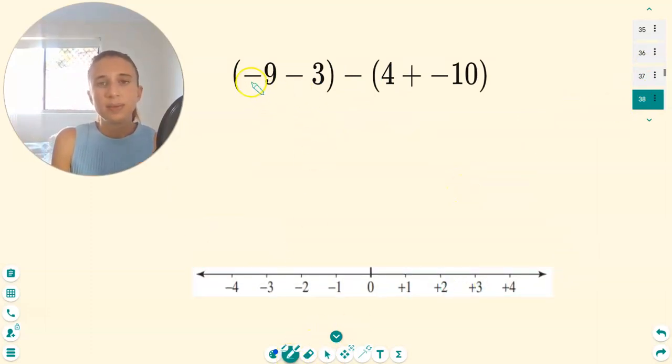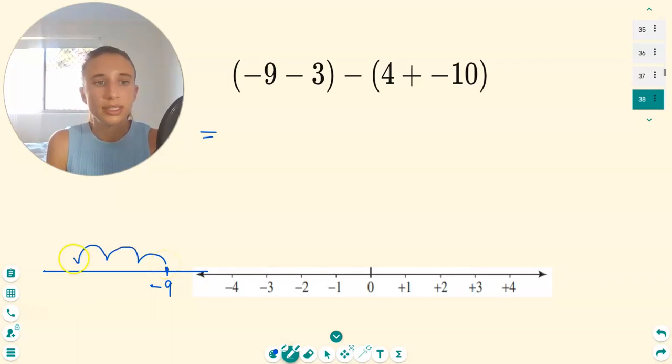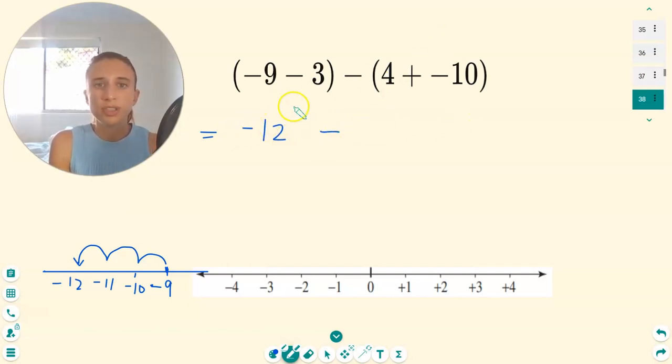Okay, what's next? Now put some brackets in here. So I know BIDMAS means brackets first. So let's simplify within the brackets. Negative 9 taking 3. Say negative 9 is over here. You're getting more negative. More negative. 1, 2, 3. You really need to understand how this number line works. It's increasingly negative going this way. So this will be negative 12. Just simplifying within those brackets.